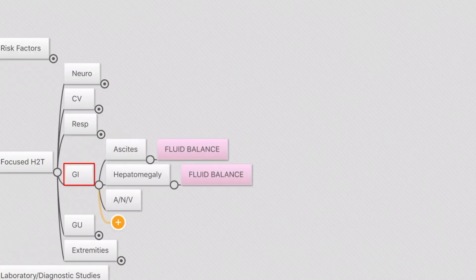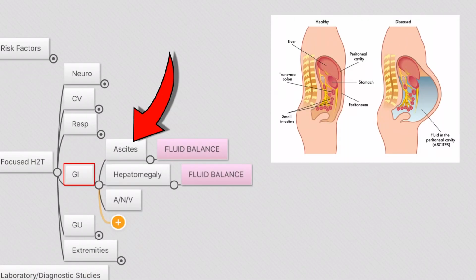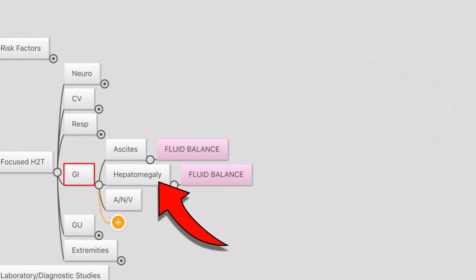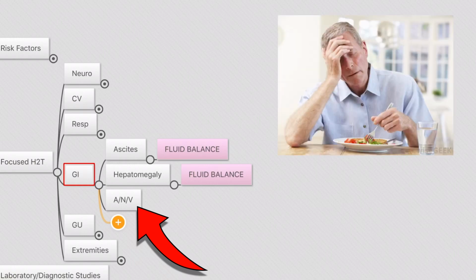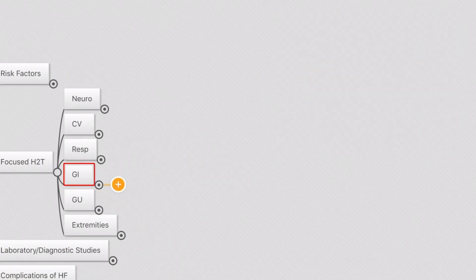Then you want to look for GI. So GI, you want to assess for ascites. Ascites is mainly due to too much fluid in the peritoneum. Hepatomegaly, congestion of the liver, and sometimes even of the spleen, because hepatosplenomegaly, again, is due to fluid balance. And if a patient has ascites and hepatomegaly, then it can lead to anorexia, nausea, and vomiting. So you want to assess their appetite.